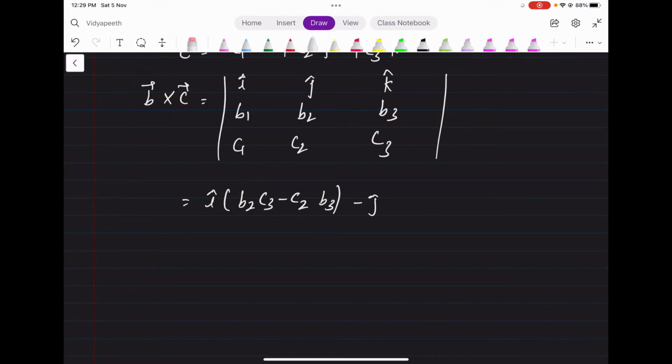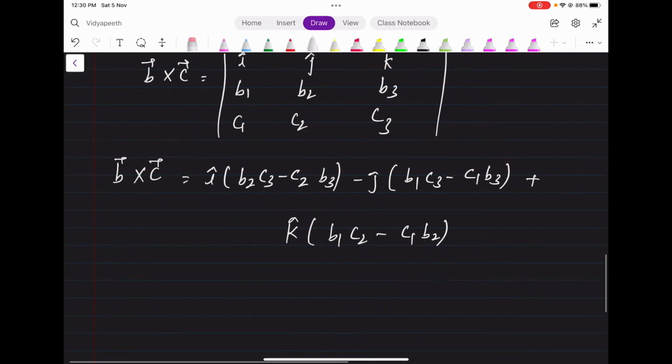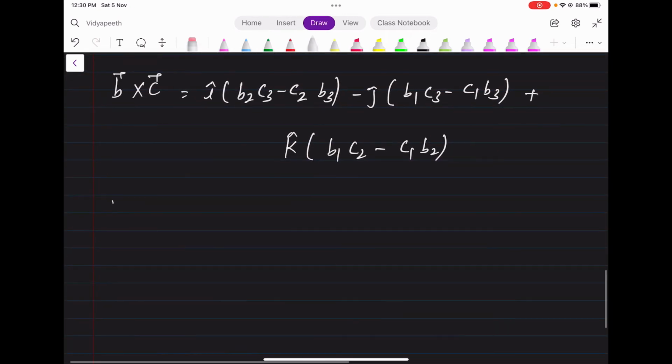minus j times B1 C3 minus C1 B3, plus k vector times B1 C2 minus C1 B2. So that is nothing but the cross of B and C, that is B cross C. The required value of B cross C is this. And now what do I need to find? I need to find A dot B cross C.